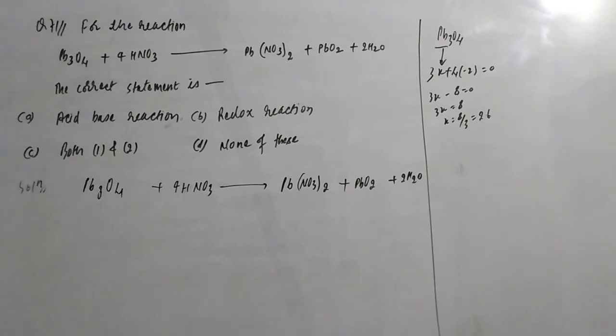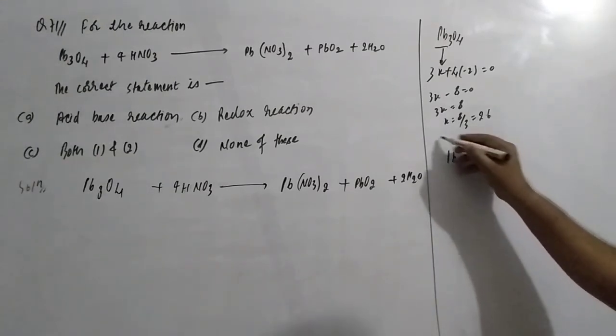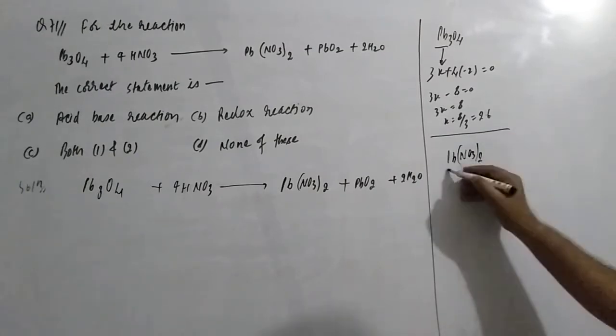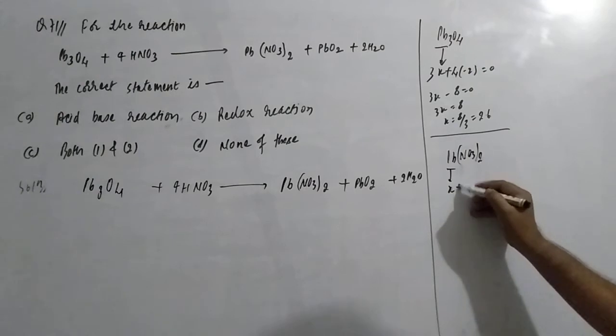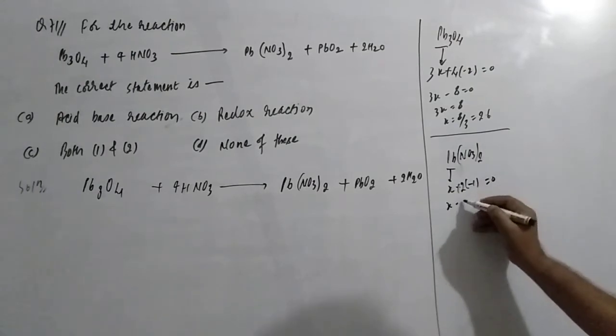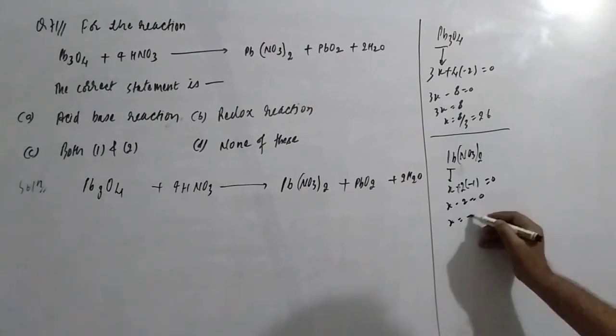Another point you see, student, lead nitrate PbNO3. Another you check, PbNO3 is there, and this is twice. So you consider Pb to be X. Nitrate ion is -1 multiplied by 2 equal to 0. So X minus 2 equal to 0. So X is equal to how much coming, student?